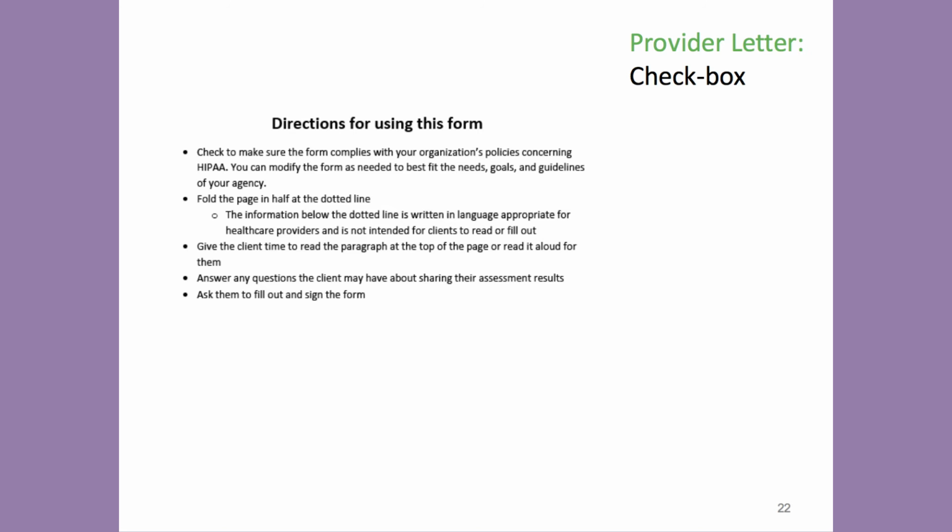You should fold the page in half at the dotted line, because the information below the dotted line is written in language appropriate for healthcare providers and is not intended for clients to read or to fill out. Make sure that you give clients enough time to read the paragraph at the top of the page and answer any questions that they may have about sharing their assessment results. Then ask them to fill out the form and sign it.